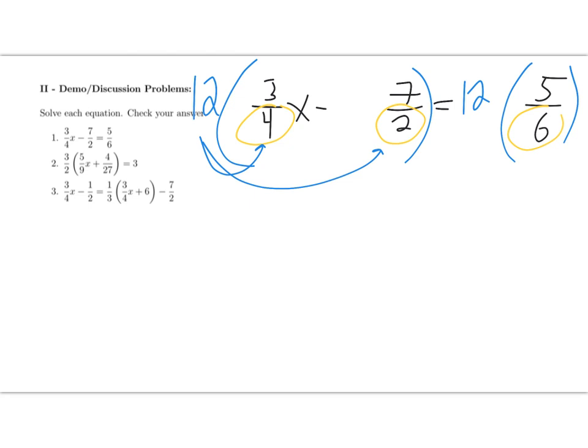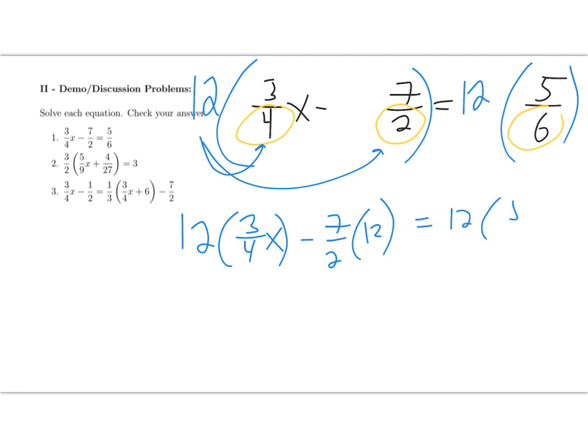Now, what's nice is, since we found the LCD, we can divide. Well, let's actually not. Don't go too fast because you might forget to distribute. So hold on. Let's actually write this out. We have 12 multiplied by 3/4 x with the distributive property. And the negative 7 halves is also multiplied by 12. Over here, we have 12 multiplied by 5/6.